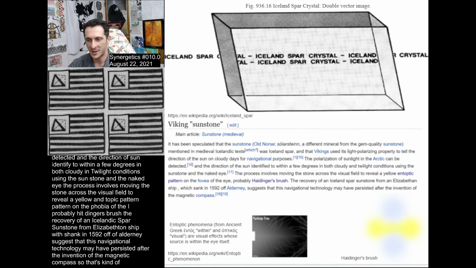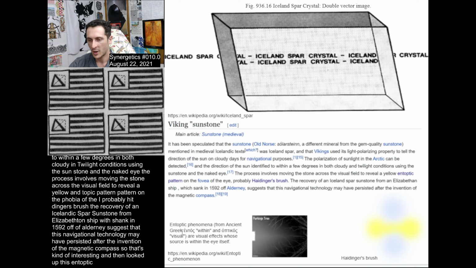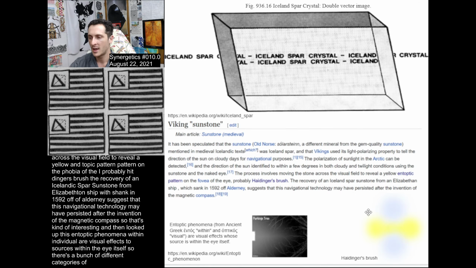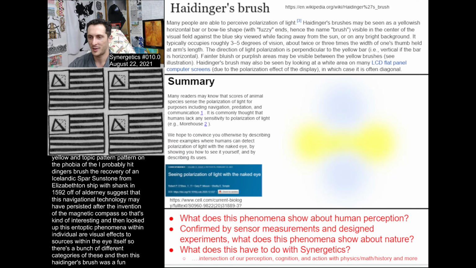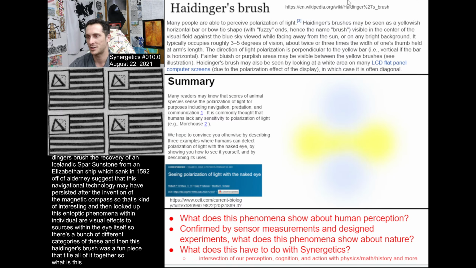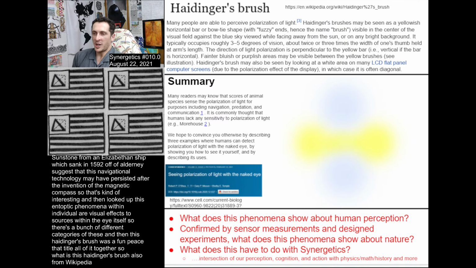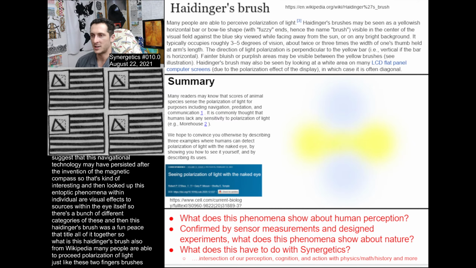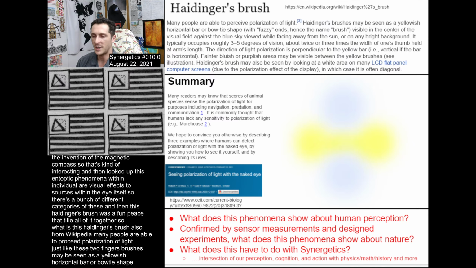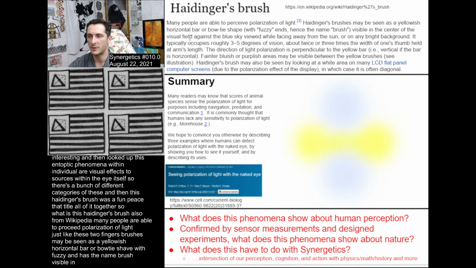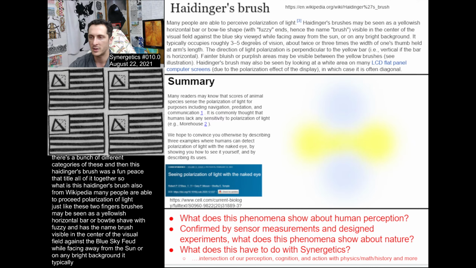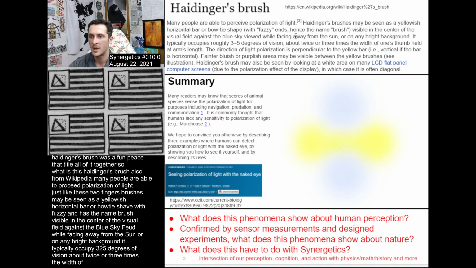So that's kind of interesting, and then I looked up this entoptic phenomena, visual effects whose source is within the eye itself. So there's a bunch of different categories of these. And then this Heidinger's brush was a fun piece that ties a lot of it together. So what is this Heidinger's brush? Also from the Wikipedia: many people are able to perceive polarization of light, just like bees do. Heidinger's brushes may be seen as a yellowish horizontal bar or bow tie shape, with fuzzy ends, hence the name brush, visible in the center of the visual field against the blue sky viewed while facing away from the sun or on any bright background. It typically occupies 3 to 5 degrees of vision, about twice or three times the width of one's thumb held at arm's length.